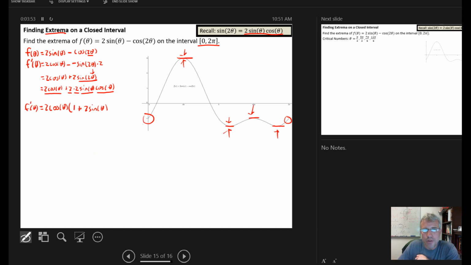So if I want to know when the derivative is equal to 0, I can use the zero product property to say either the cosine of theta needs to be equal to 0, or 1 plus 2 times the sine of theta needs to be equal to 0. So to find those critical numbers, I'm going to set my derivative equal to 0. And setting my derivative equal to 0 means that either the cosine needs to equal 0, or by the zero product property, 1 plus 2 times the sine of theta needs to equal 0.